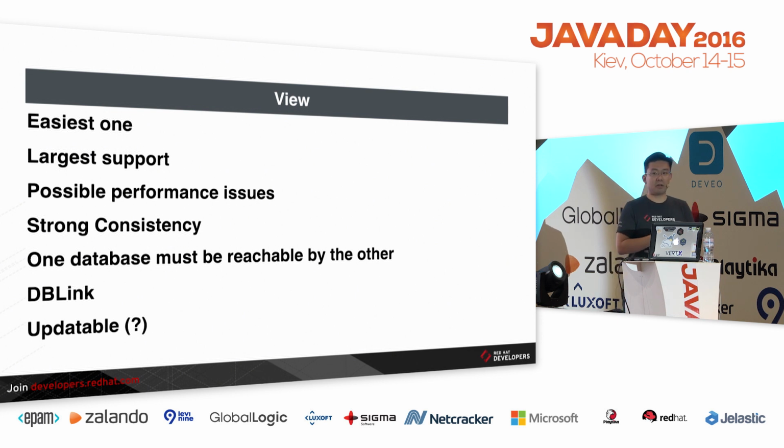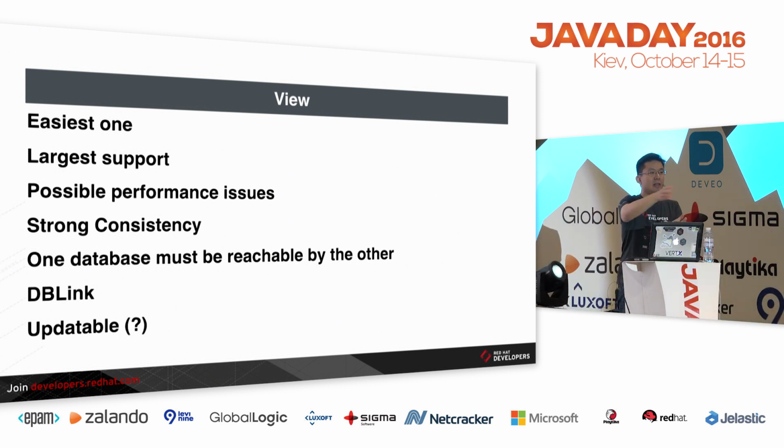I'm going to draw a parallel here. What is strong consistency and what is eventual consistency in distributed systems? Strong consistency means that in any instance of time t, any client issuing a read statement in your system is going to get the same value.